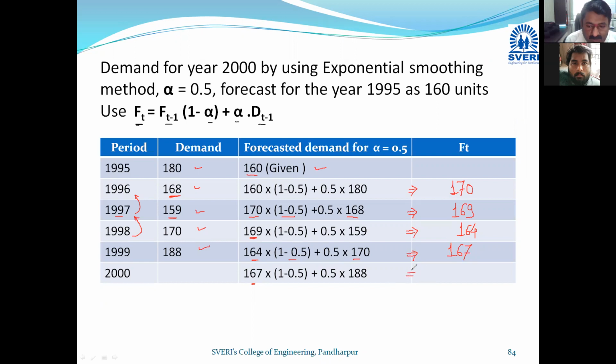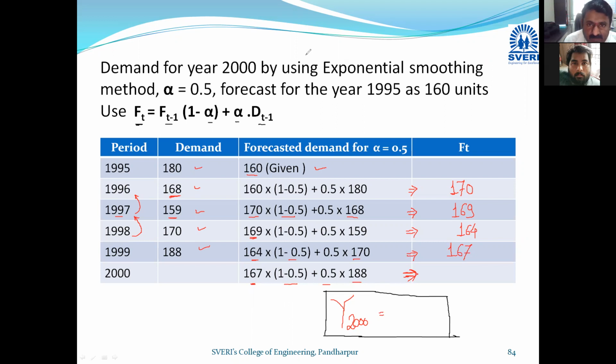167. And at last, now this calculation is required from you, friends. So 167, the last year forecast 1999 into bracket 1 minus 0.5 plus 0.5 into last year demand 188. So now this will be your answer for year 2000 based on this method. Calculate. So this last thing is only required to calculate. All other calculations I have already mentioned.